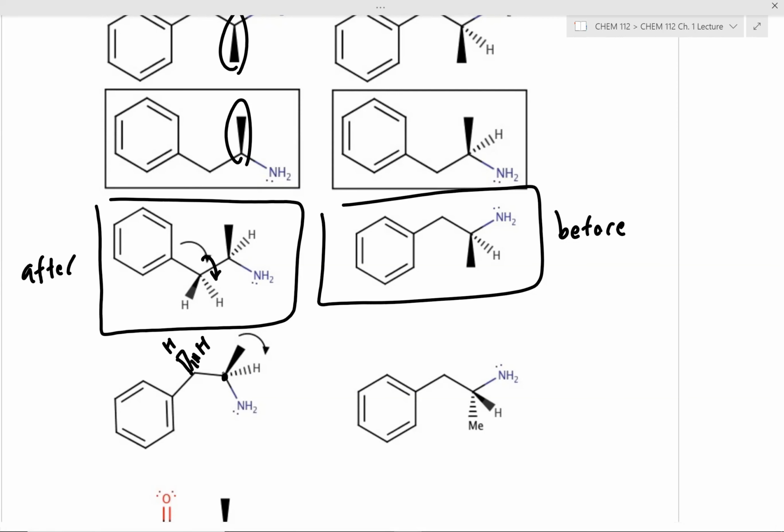So in this rotation, what we're doing is essentially changing the perspective that we're viewing this molecule from, and we're going to set it up so that this amine, instead of pointing towards us in the line, is pointing away from us in the line. And to do that, we're going to rotate this entire structure.